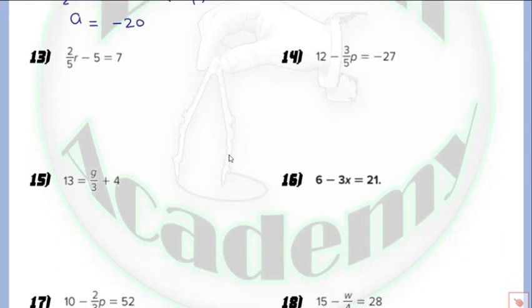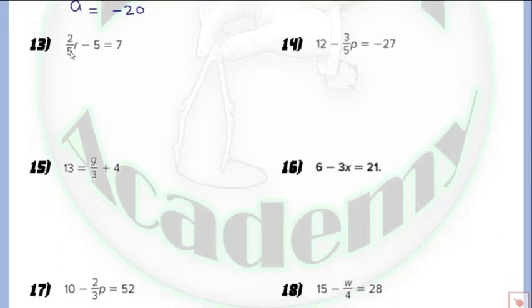The same in question number 13. 2 over 5r minus 5 equal to 7. At the first, we have here negative 5, so we just use plus 5. Then 2 over 5r equals 7 plus 5 equals 12.